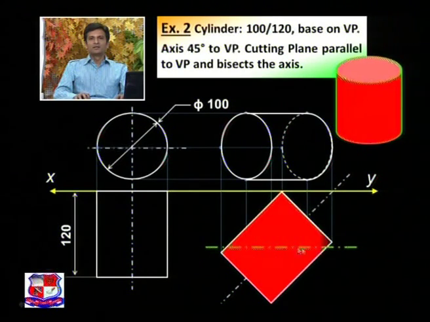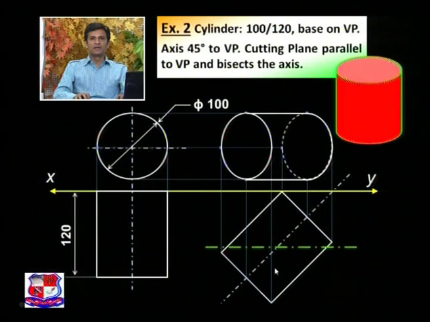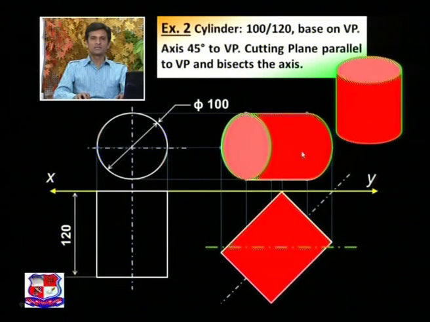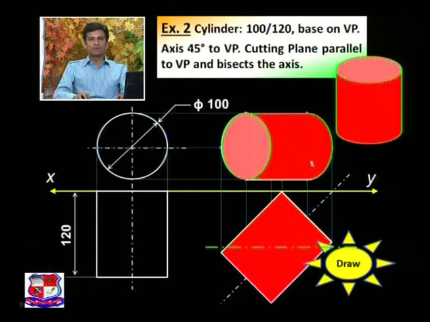Now this is the solid and this is the cylinder and this is the front view of this cylinder. This base is visible to us, this one, and this base is not visible. Now let us draw this problem. Let me draw its sectional front view and a true shape of this section.